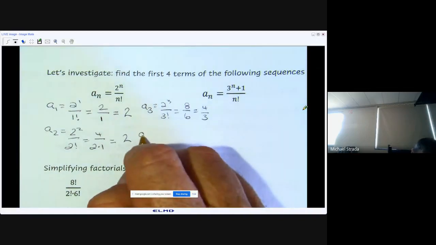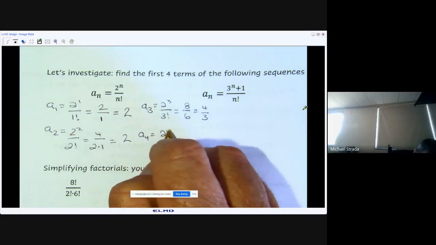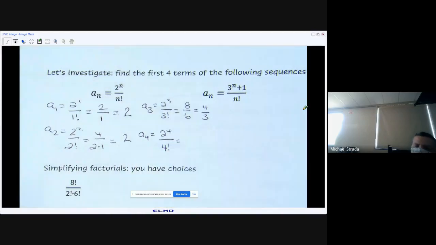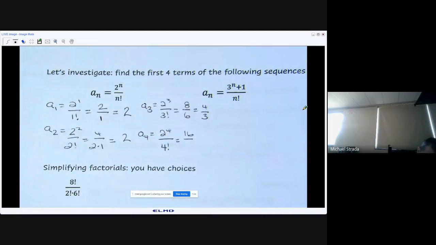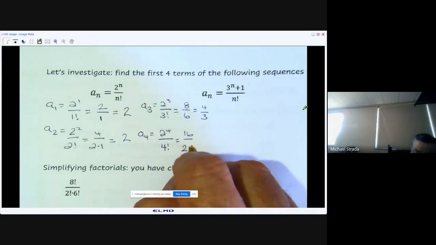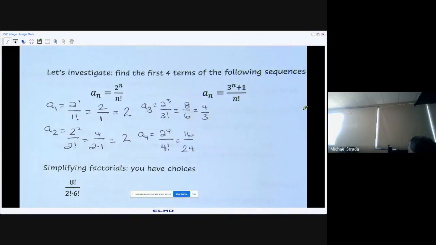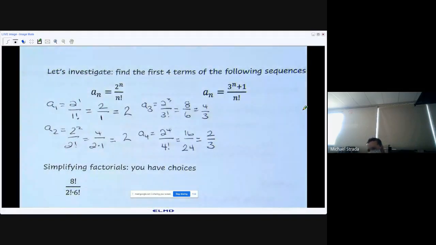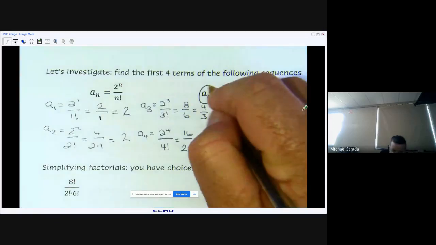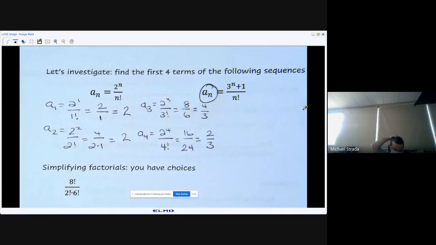And then finally, a sub 4 is 2 to the 4th over 4 factorial. 2 to the 4th is 16. 4 factorial is 24. 4 times 3 is 12. 12 times 2 is 24. And that reduces down to 2/3. All right? Give the one next to it a whirl, please. A sub n equals 3 to the n plus 1. 3 to the n is the only exponent, plus 1 over n factorial.